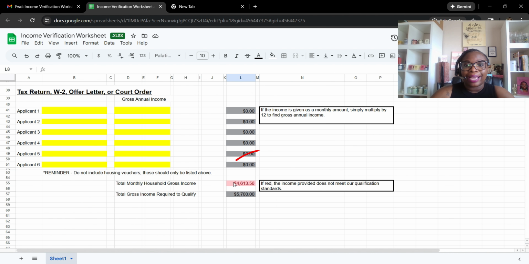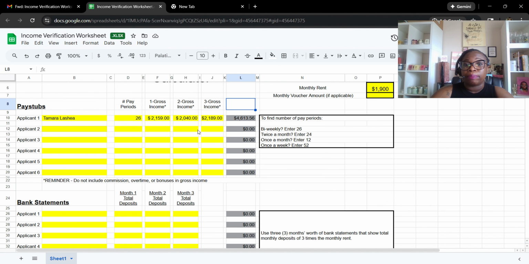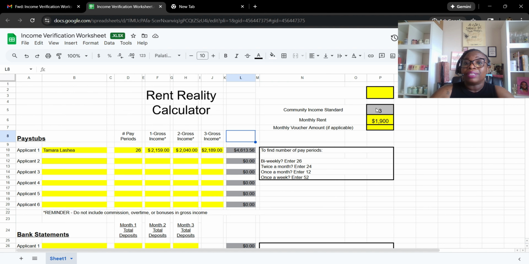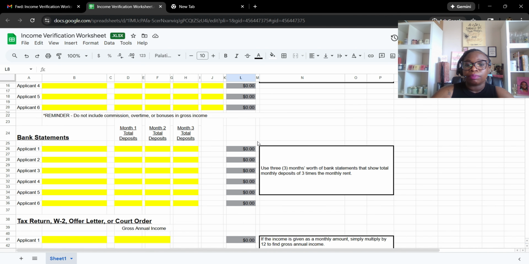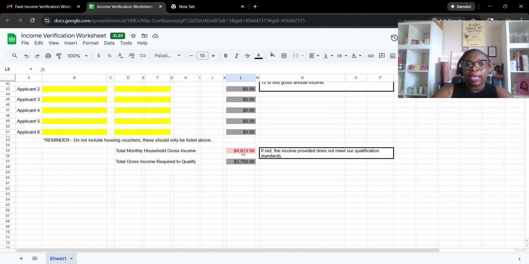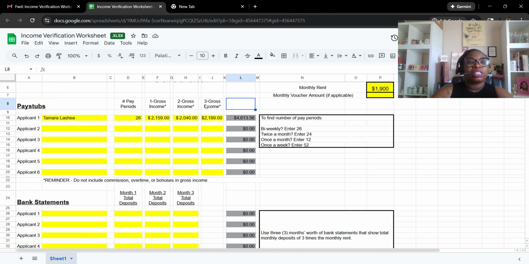And in this number, if it's red, the income provided does not meet the qualification standards. So if this was my actual income at the top, and the apartment community wants me to make three times the rent, and the monthly rent is $1,900, here is the average of my monthly income. The spreadsheet turned red. Red means the income provided does not meet the qualification standards. That's for someone who gets paid bi-weekly.